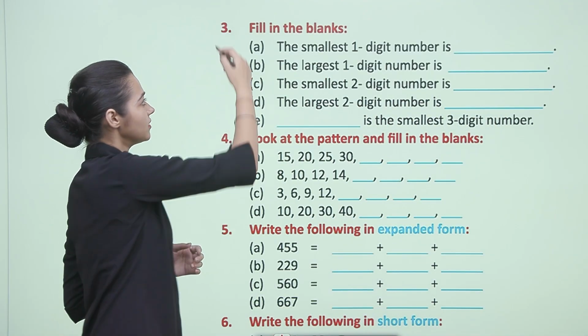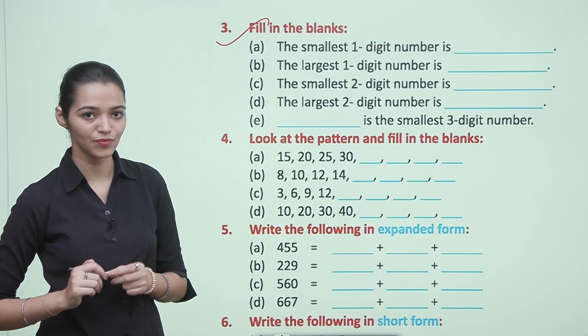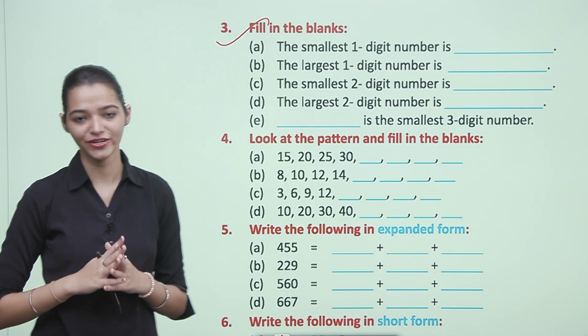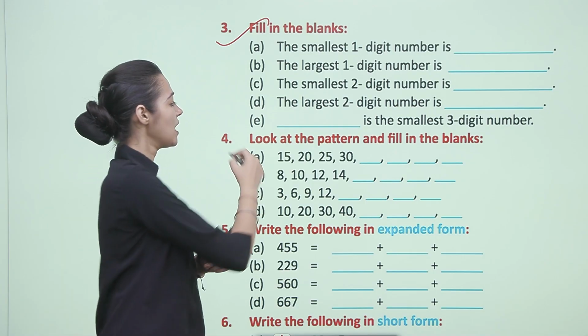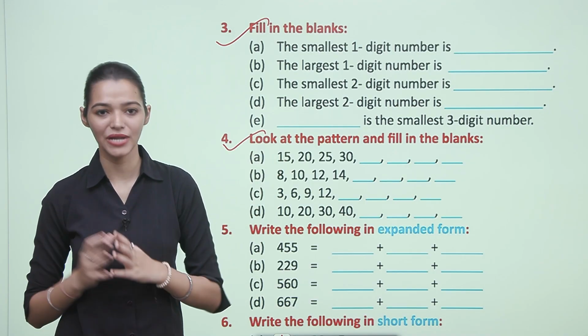Now in the next one, we have to fill in the blanks. The smallest one digit number, that is very good, 0. In the next one, we have to look at the pattern and fill in the blanks.